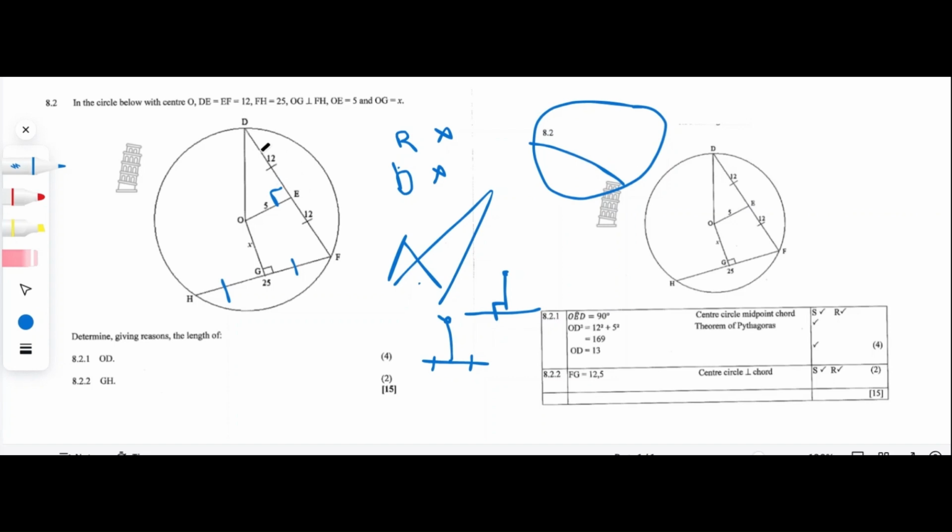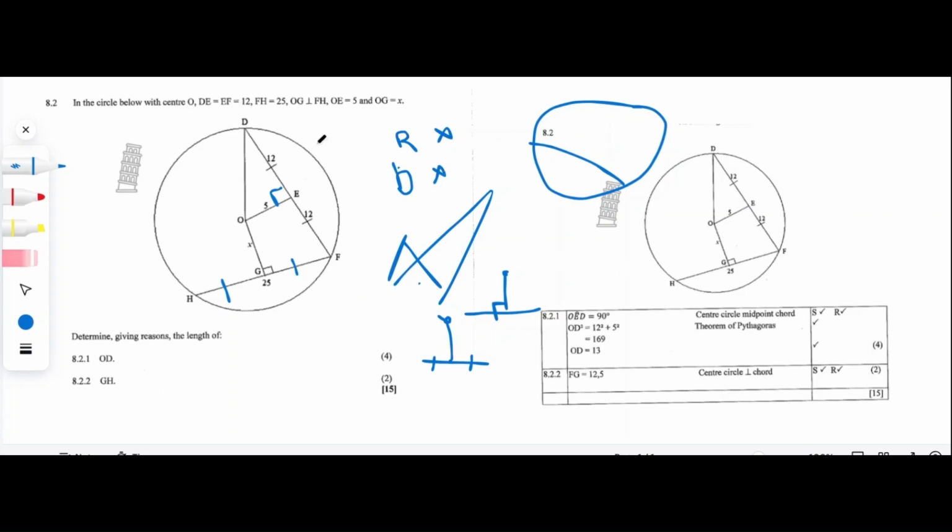Before you start with that, you do need to state that OED, which is this angle over here, equals 90 degrees because of center circle midpoint chord. You can just say line from center to midpoint of chord. So just write that down: line from center to midpoint of chord.